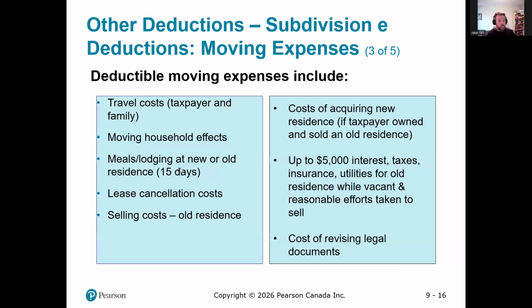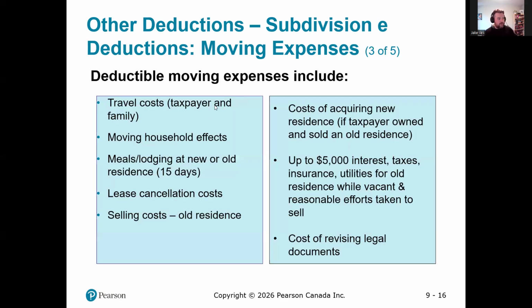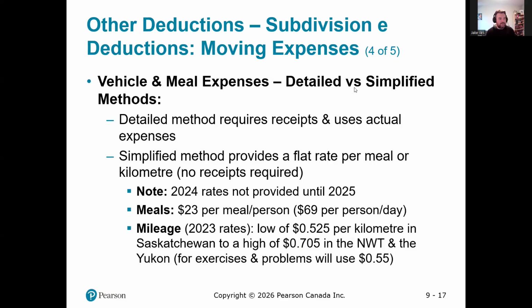So it's a pretty wide variety of expenses, which is, I think in the exercise, it only kind of talks about travel cost and lease cancellation costs. But I want to try to do a more detailed question that goes through kind of everything and see what we can include. Just a couple more slides. When we talk about these travel costs, there's a detailed versus simplified method. Now, the detailed method is easy, but it takes a lot of paperwork.